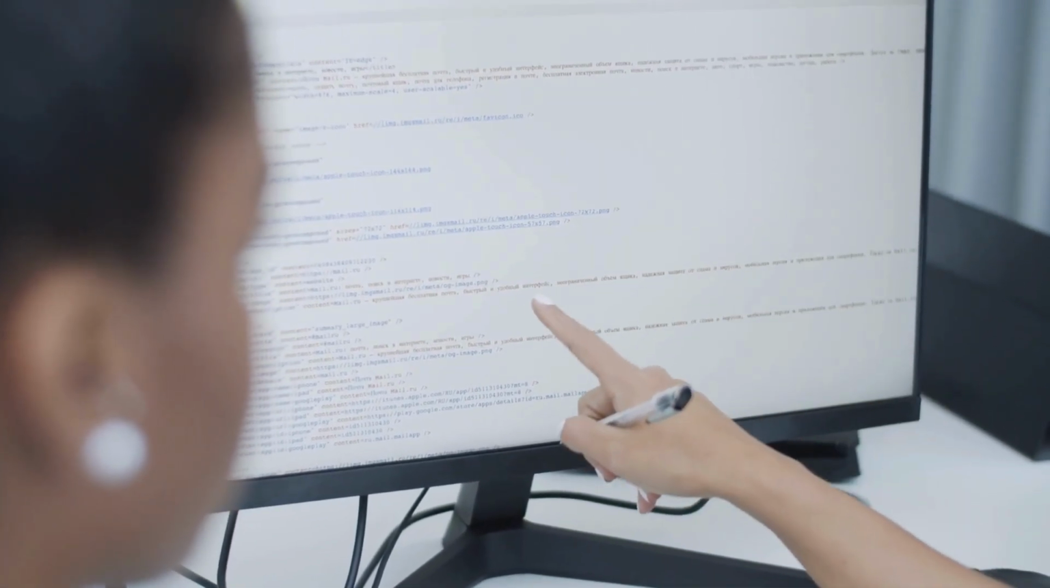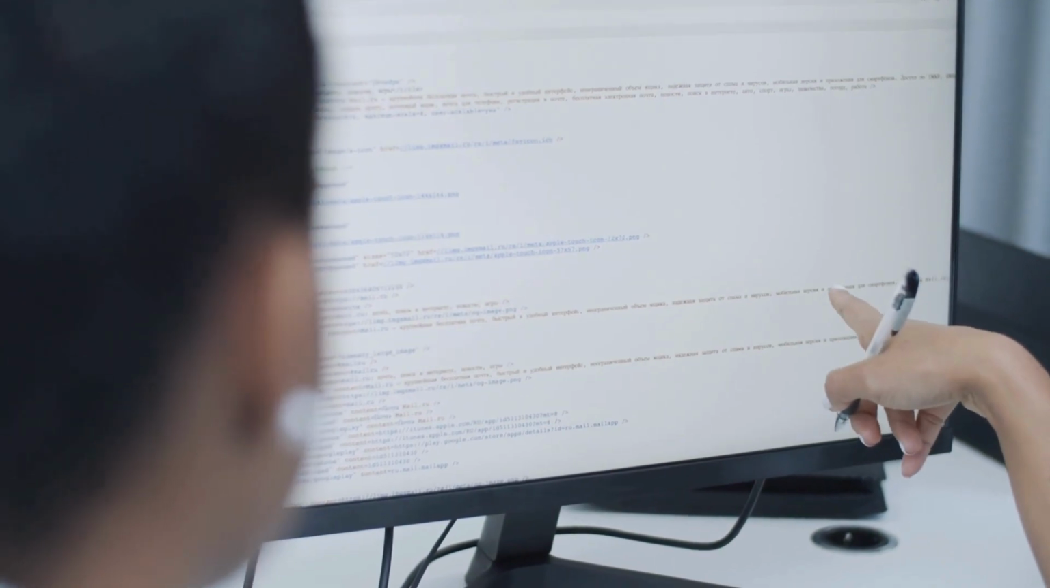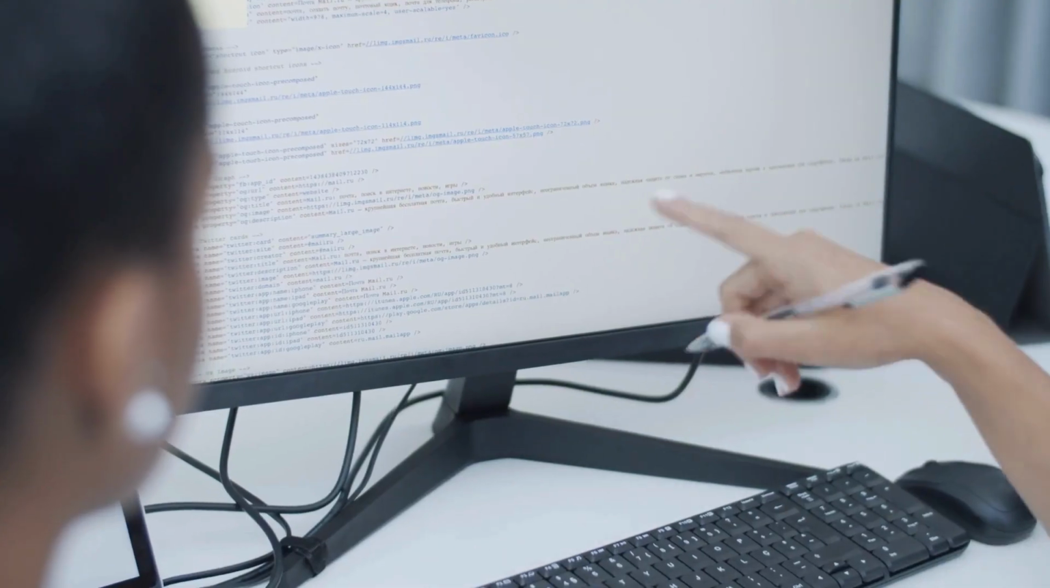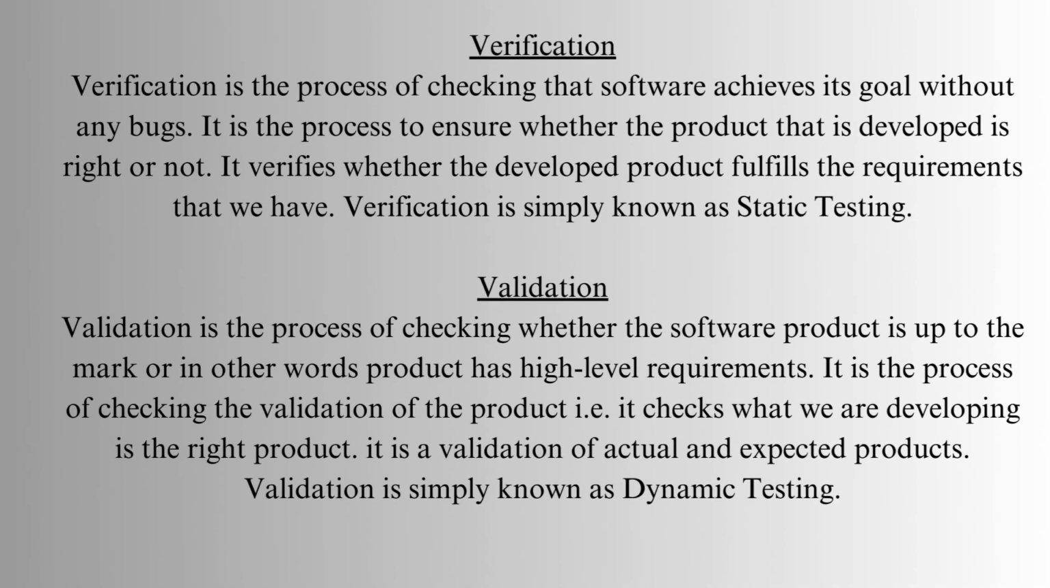Verification and validation is the process of investigating whether a software system satisfies specifications and standards and fulfills the required purpose. Barry Boehm described verification and validation as the following. Verification. Verification is the process of checking that software achieves its goal without any bugs. It is the process to ensure whether the product that is developed is right or not. It verifies whether the developed product fulfills the requirements that we have. Verification is simply known as static testing.